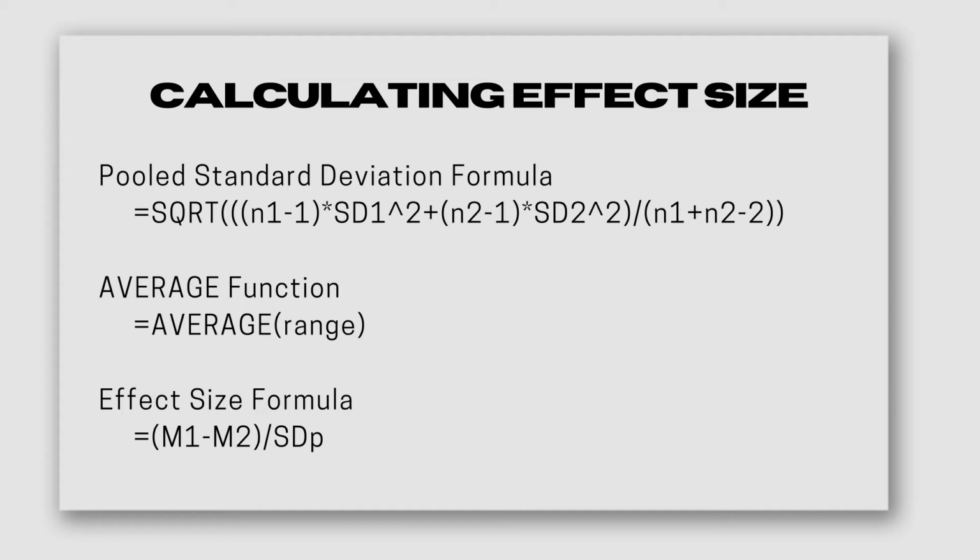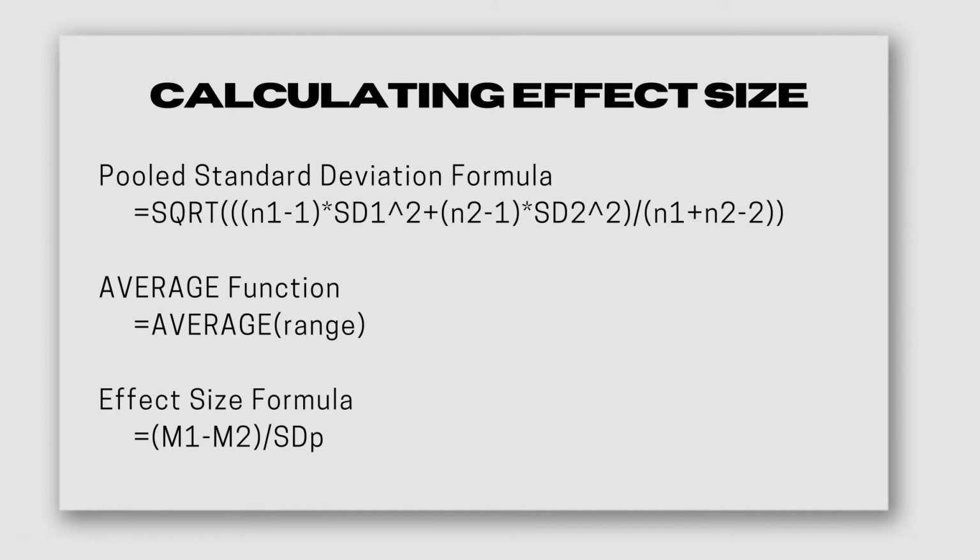You must then use the average function to find the mean of each distribution. For steps on how to do that, see my video, Variations of the Average Function. Finally, we calculate the effect size by subtracting mean 1 from mean 2 and dividing by the pooled standard deviation.